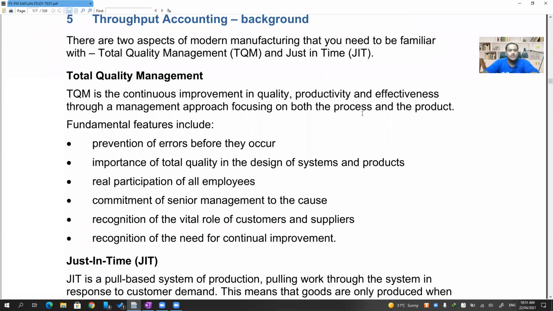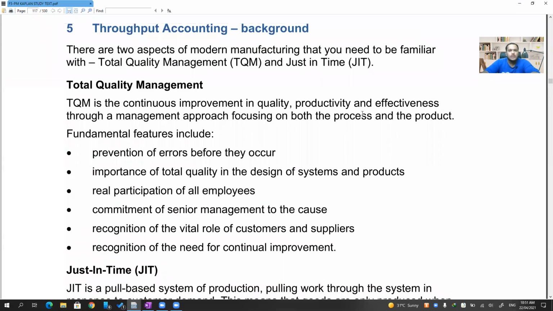Throughput accounting, do we really need to do it now? Is that the right time to do it? How much time do we have? 10 minutes, 30 minutes?